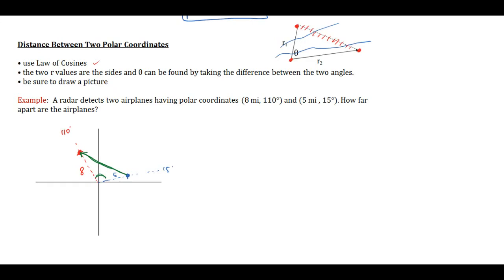That angle between them is just 110 minus 15, so that's 95 degrees. So I got my angle between them is 95 degrees, and I got the two sides. So remember that formula. Let's call this x. The unknown side for us is equal to the two sides squared added together minus 2 times those two sides times cosine of the angle between them, in this case 95.